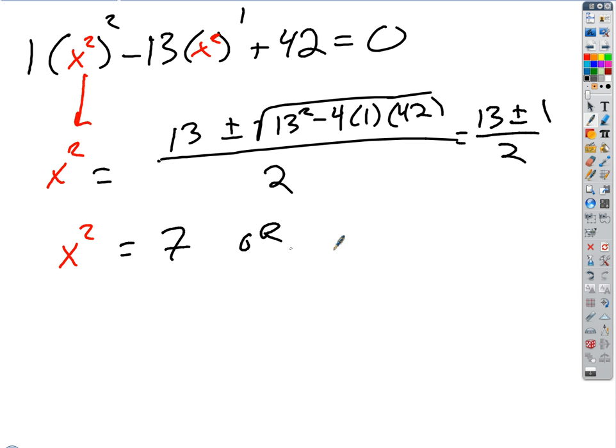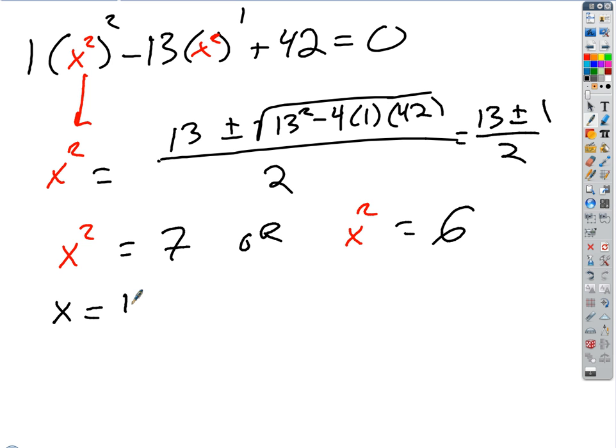Or, if I take the minus, 13 minus 1 would be 12, right? Over 2 would be 6. So those are my quadratic equation results. Am I done? Not quite, because I haven't solved for x yet. Solve for x squared. Square root both sides, though. That's all I have to do, right? So if I square root both sides, what's this first one going to give me?